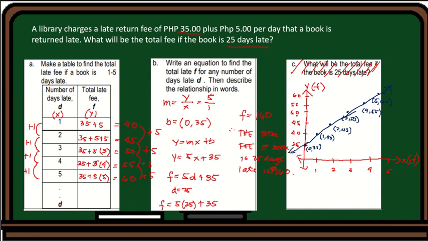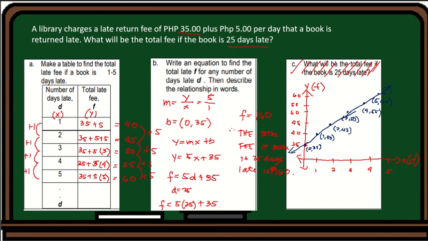This graph goes upward. This means that the longer the rental period, or the later you return the book, the higher the amount you will pay. Let's check. If 25 days, you will be paying 160 pesos. So again, these are the 3 models wherein you can show or represent the problems.